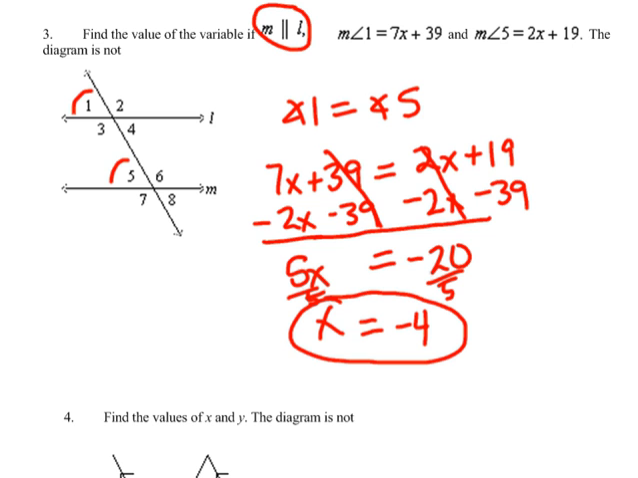So if we're looking at 7 times negative 4, that's a negative 28. If I add that to 39, I get a positive 11. 2 times a negative 4 is a negative 8. Plus 19, guess what? I still get 11. Notice that they're the same. So that's a way to check yourself to make sure that you did it right. If you're still worried, hey, did I actually do that right? Because I ended up with a negative number. All right, moving on to number 4.